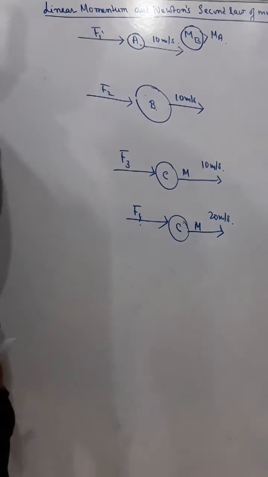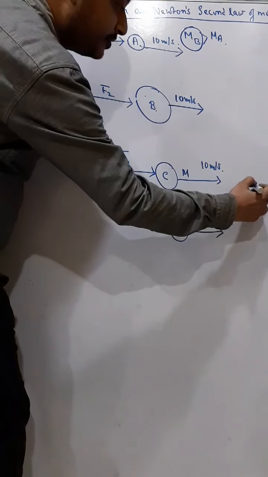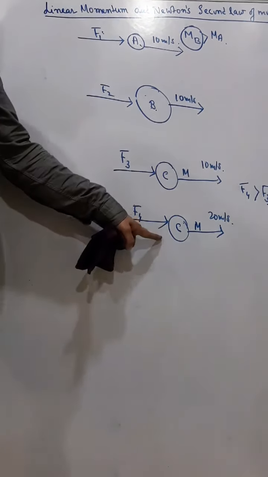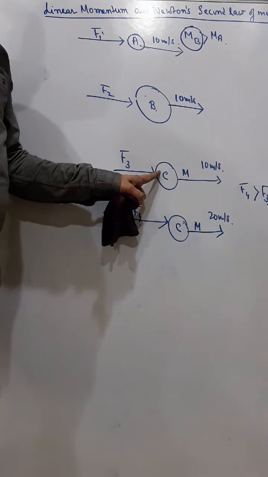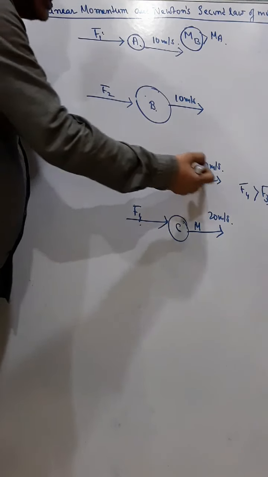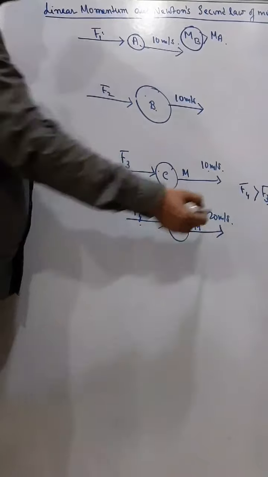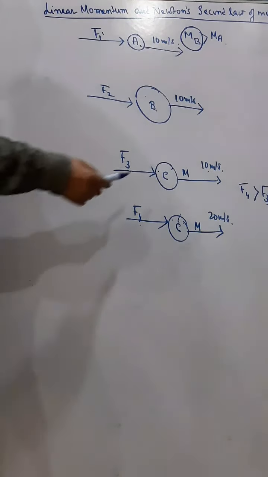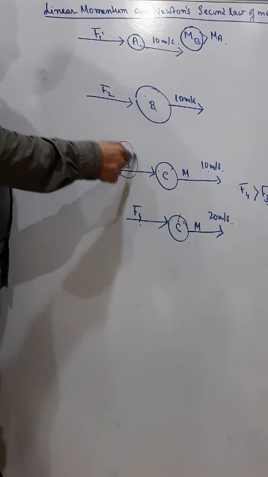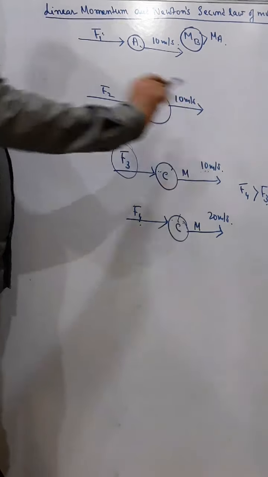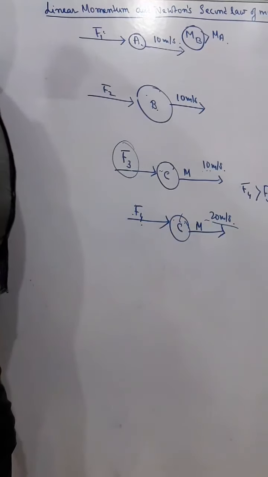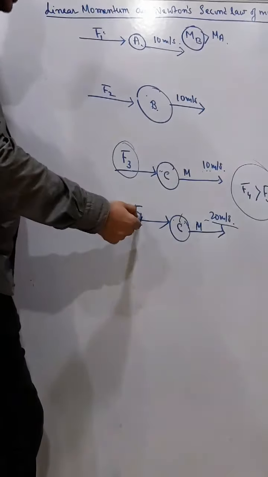And in this case, what can I say? That F4 is greater than F3. The mass of the two bodies is the same, but they have to be moved with different velocities. In the first situation, I am increasing the speed to 10. In the second situation, I am increasing the speed to 20. So for that, I have to give two different forces. When the speed is 10, I am giving F3 and the body is moving with 10 meter per second. And when I am giving a force F4, the body is moving with 20 meter per second. So that means I require a greater force.